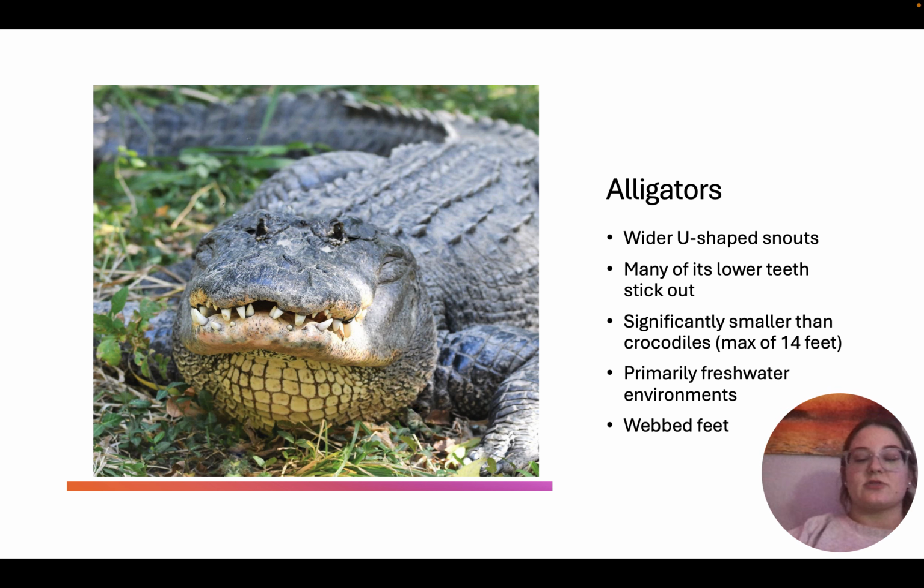Alligators and crocodiles are very similar, yet very different. While crocodiles have the V-shaped mouth, alligators have wider U-shaped snouts, and many of their lower teeth do stick out. They are significantly smaller than crocodiles, with a maximum of 14 feet long, and they primarily live in freshwater environments and have webbed feet.